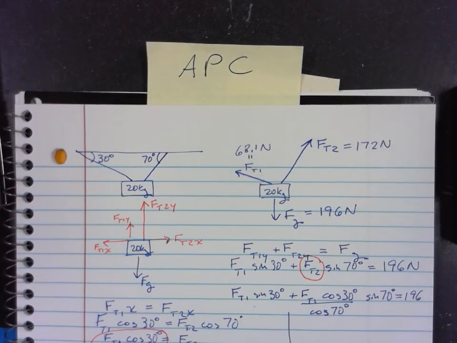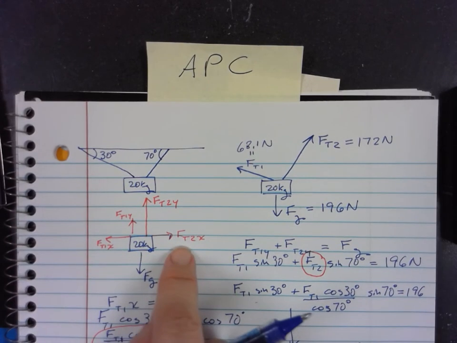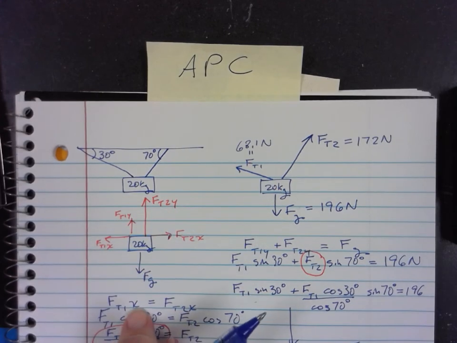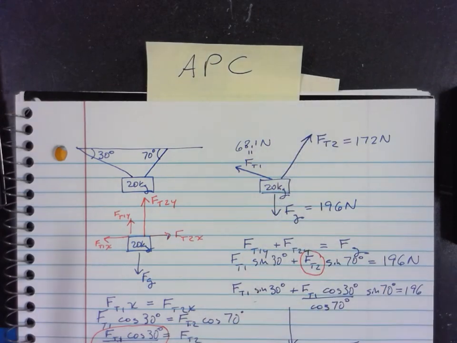Don't get lost in the numbers. Stick with the ideas. All the components have to cancel out. The x components have to be equal, the y components have to be equal. And if they're unequal, the one closer to vertical supports more of the weight, so the tension is greater.